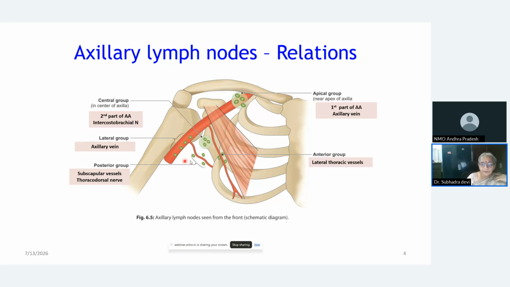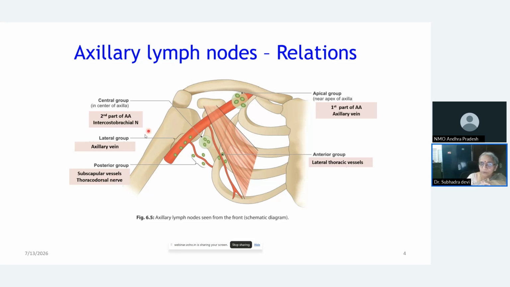And this is the posterior group in relation with the subscapular vessels and thoracodorsal nerve. And why we should know the importance and relations of these nerves is in the removal of the axillary lymph nodes, especially in carcinoma breast. You should not injure these nerves, and these nerves can be injured and result in paralysis of the muscles that are supplied by these nerves.